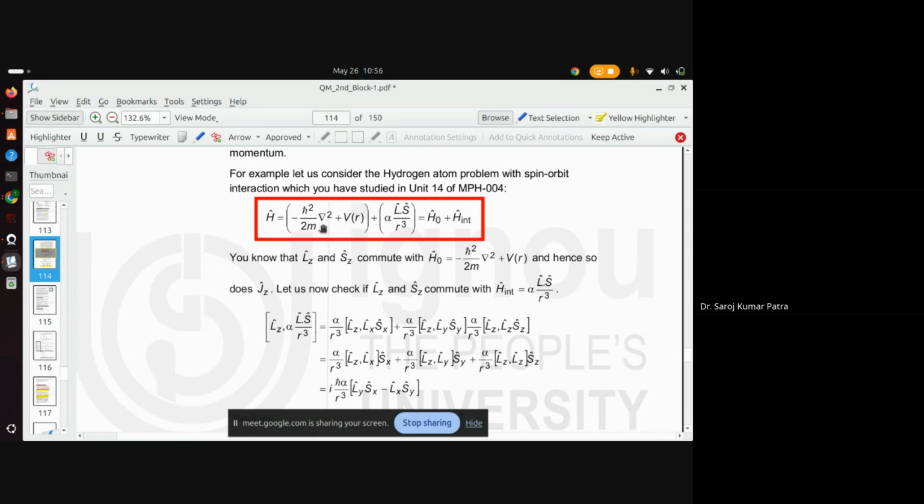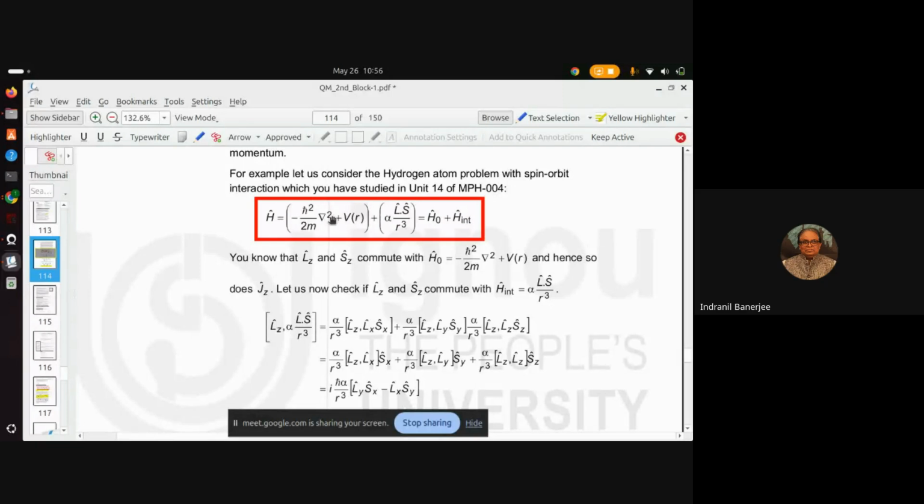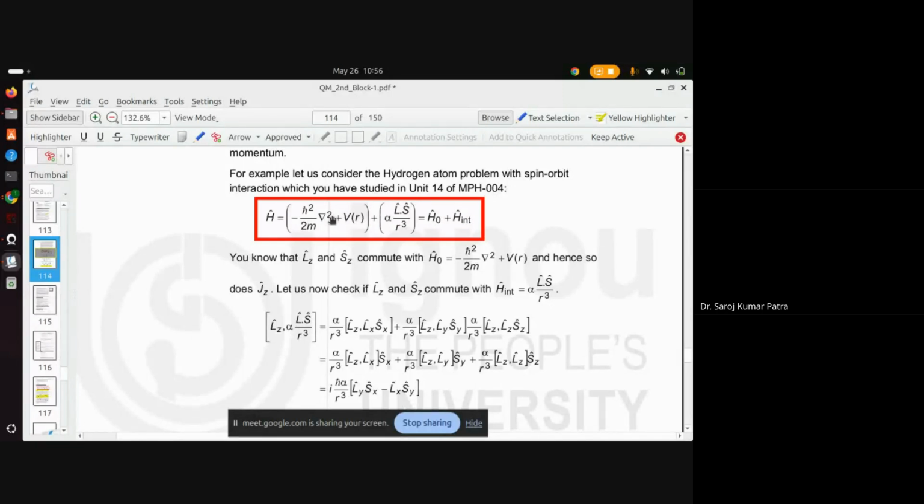तो अगर हमको -h²/2m del² + V(r) का सॉल्यूशन पता है, मतलब जब मैं कहता हूँ सॉल्यूशन पता है, इसका मतलब ये कि मुझे उसका एनर्जी आइगन वैल्यू पता है और एनर्जी आइगन स्टेट्स भी पता हैं, हैमिल्टनियन के, है ना.